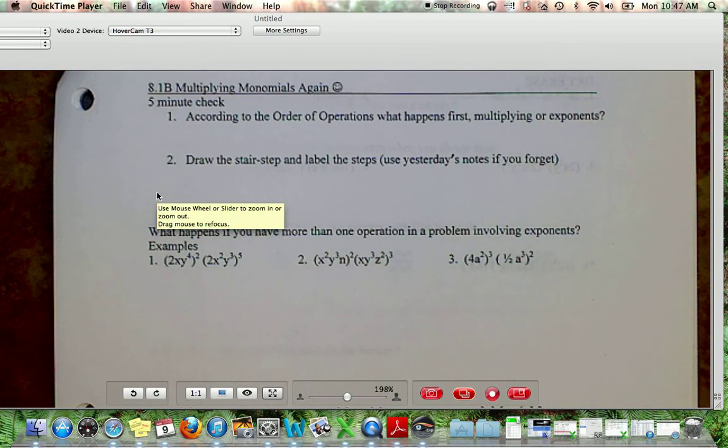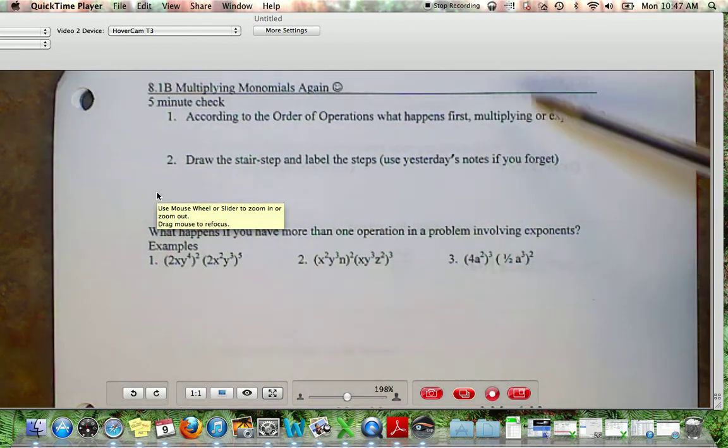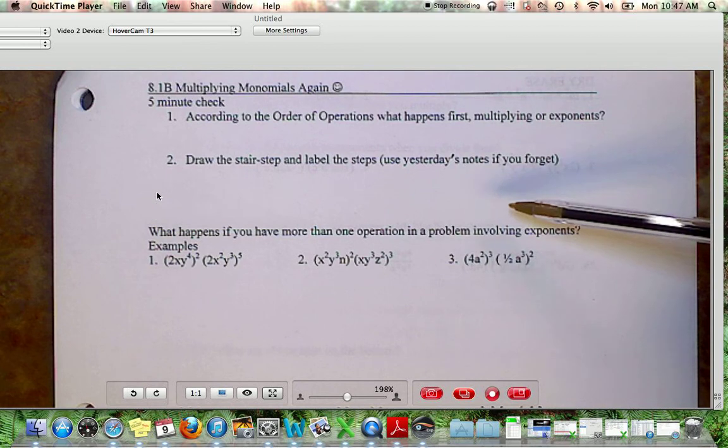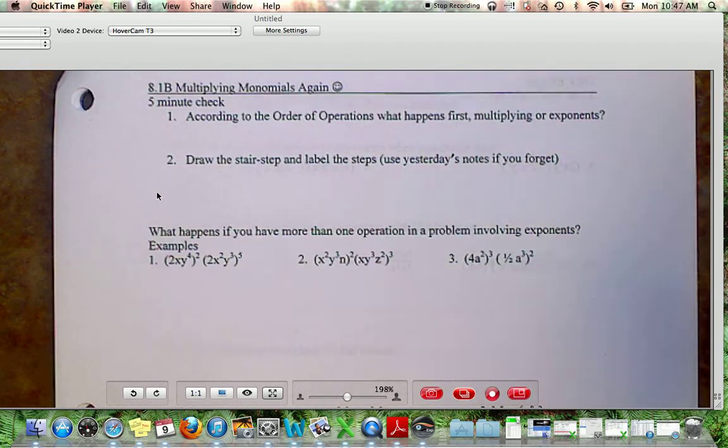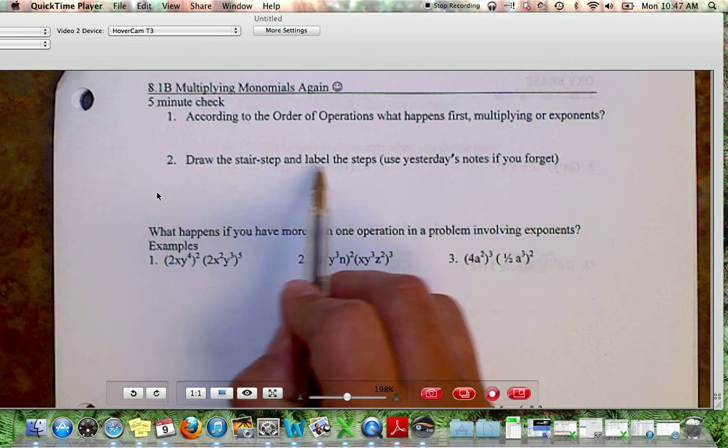We're going to do a little bit more with multiplying monomials, but this time we'll have some multiple step problems. You can go ahead and do the 5-minute check on your own. However, I guess we can do the second step. It says draw the stair step and label the steps.